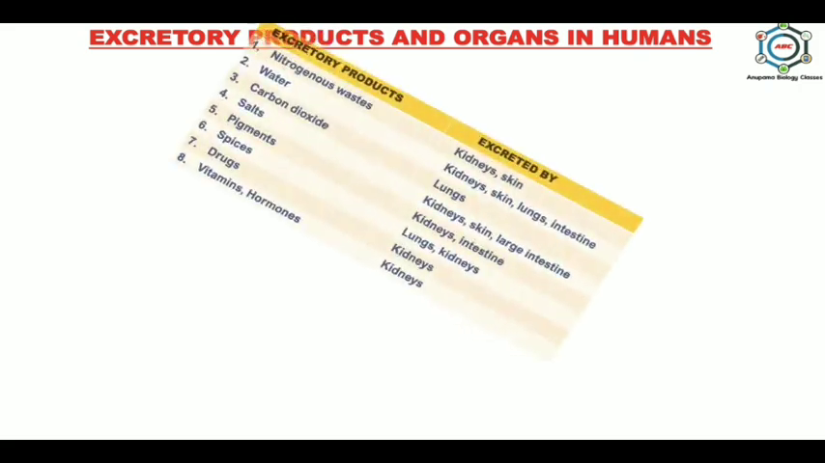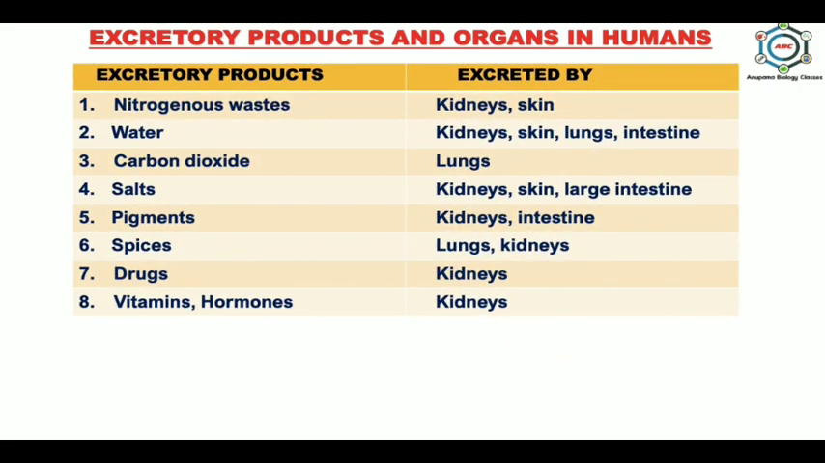Now, the various types of excretory products and the excretory organs in the case of humans. You know that nitrogenous wastes are not the only excretory products. Besides these, some other products are also found in our body which have to be excreted. So, the excretory products and their excretory organs are here. First one is nitrogenous waste, which is excreted by kidneys and skin. Water, which is excreted by kidneys, skin, lungs, and intestine.